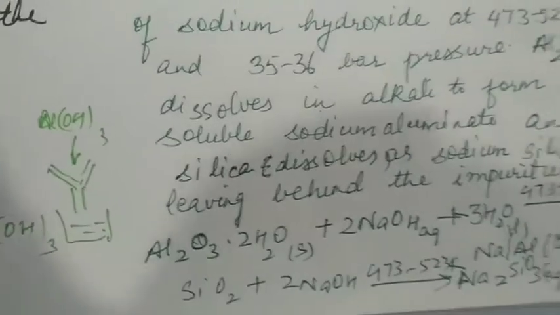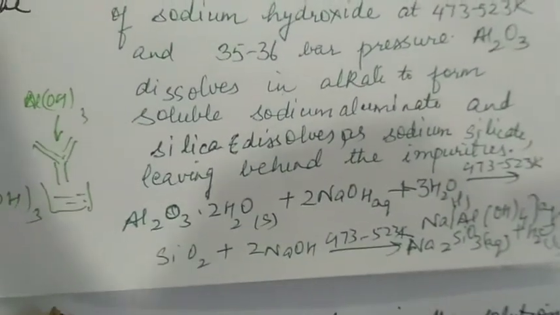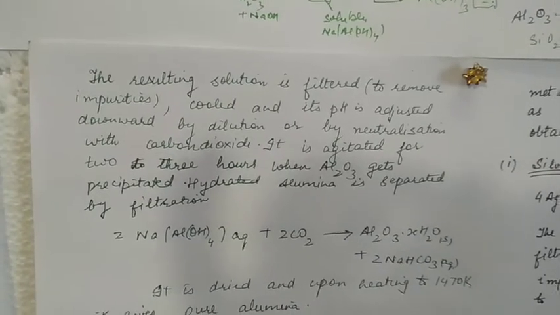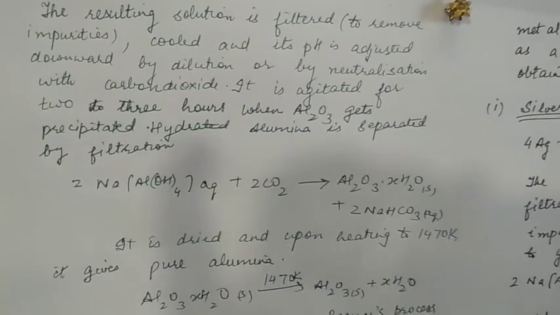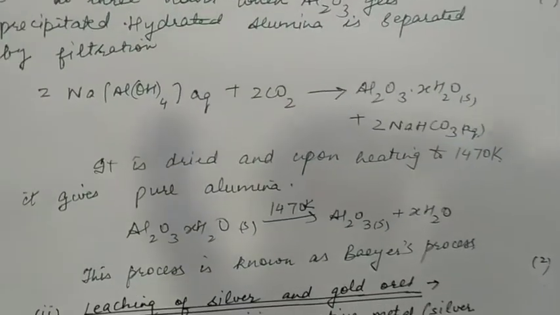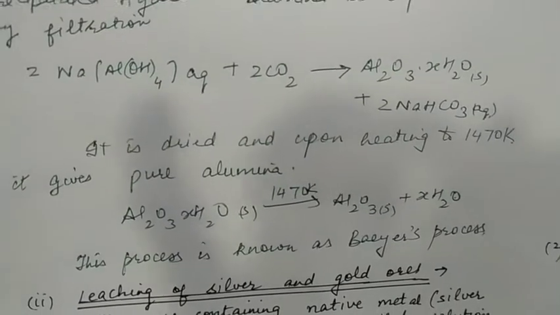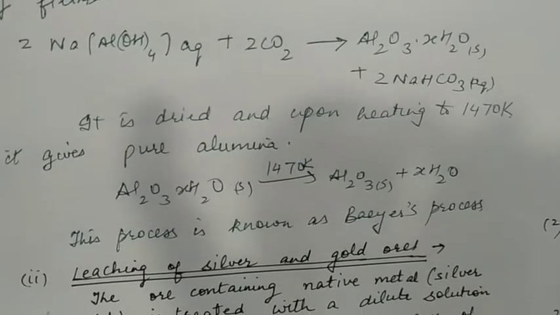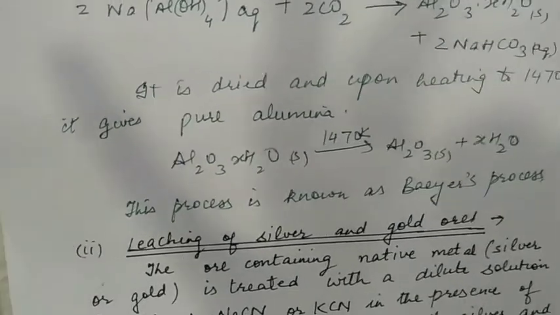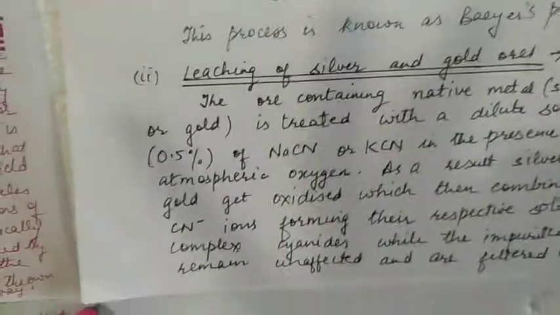Then the pH of the sodium aluminate is changed by passing carbon dioxide. It is agitated for 2 to 3 hours with carbon dioxide. When alumina gets precipitated, hydrated alumina is separated by filtration. This alumina is then heated to 1470 Kelvin to get purified alumina, and the process is known as Hall's process.